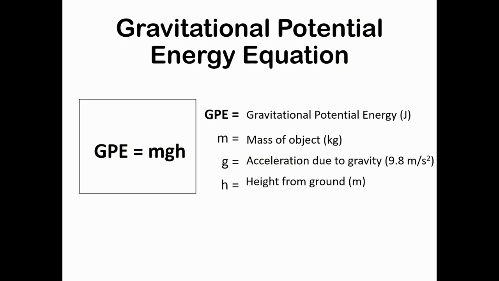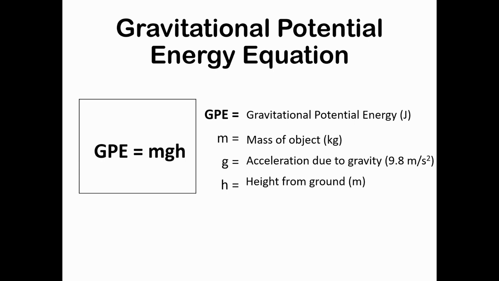So we're going to use the gravitational potential energy equation. GPE is often used as the abbreviation for gravitational potential energy. Sometimes you could see E with the subscript K, or E with the subscript G rather. We're going to use GPE. GPE stands for the gravitational potential energy, and it's measured in joules, abbreviated with a capital J. That will be on your quiz. Remember that.